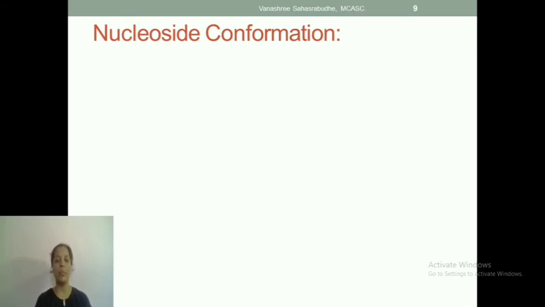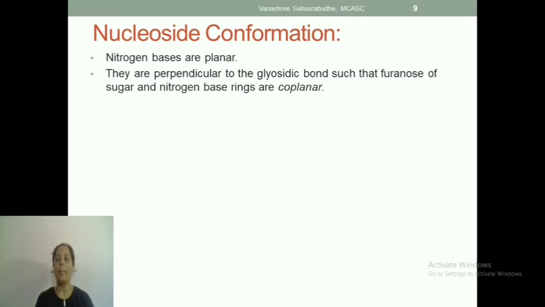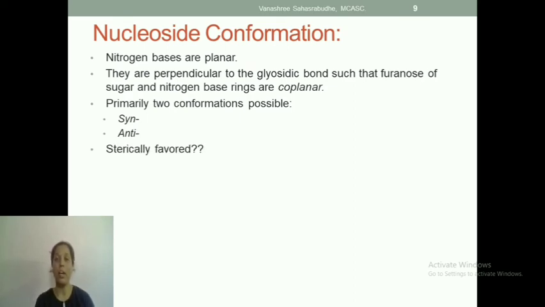So what about the conformation of nucleosides? In this nucleoside, the nitrogen bases are planar and perpendicular to the glycosidic linkage, but they are in the same plane as that of the sugar. So they are coplanar: the nitrogen base ring and the sugar ring both are coplanar, but the nitrogen base is perpendicular to the glycosidic bond. Primarily two conformations are possible, syn and anti. Which is sterically favored in which of the nucleosides, for purines and pyrimidines? Let's see it.